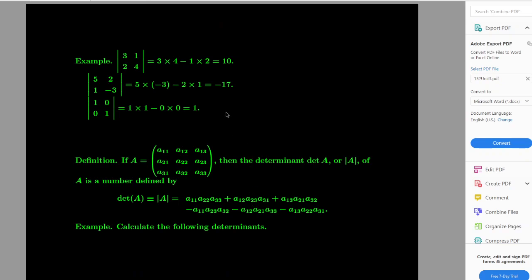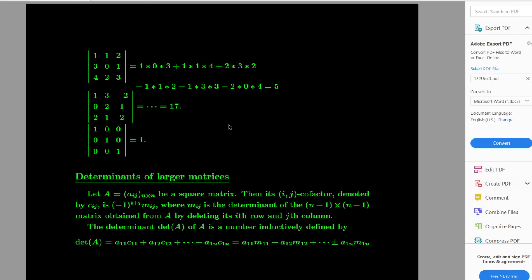Negative 17. Is negative 17 right? No, sorry. It's 17. It's positive 17. Okay, thank you. 17. If you don't have 17, you probably need to do a little bit more work to check if it's the formula problem or the number problem. Okay.